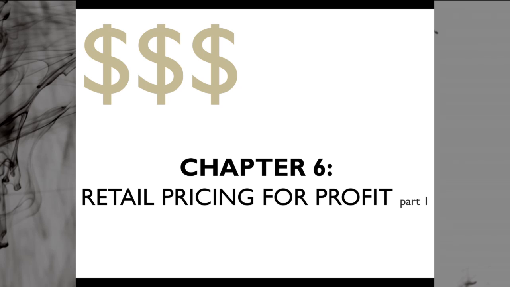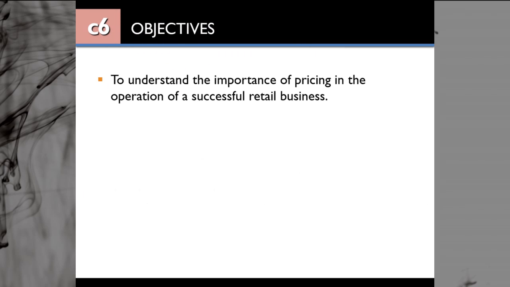Chapter 6, Retail Pricing for Profit Part 1. There are 9 objectives for this chapter. First, to understand the importance of pricing in the operation of a successful retail business. Second, to understand the factors that affect retail pricing.